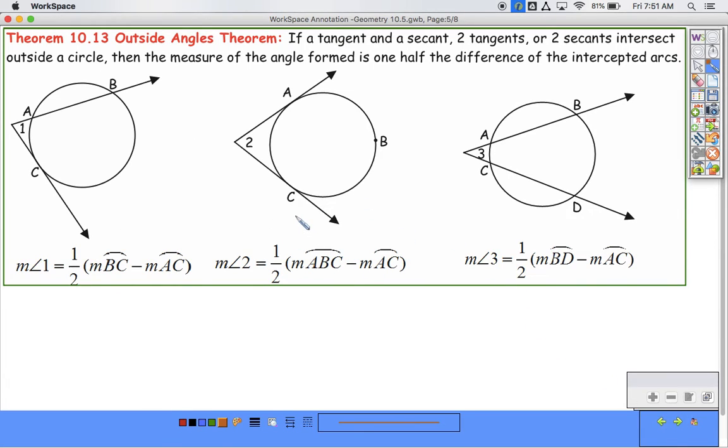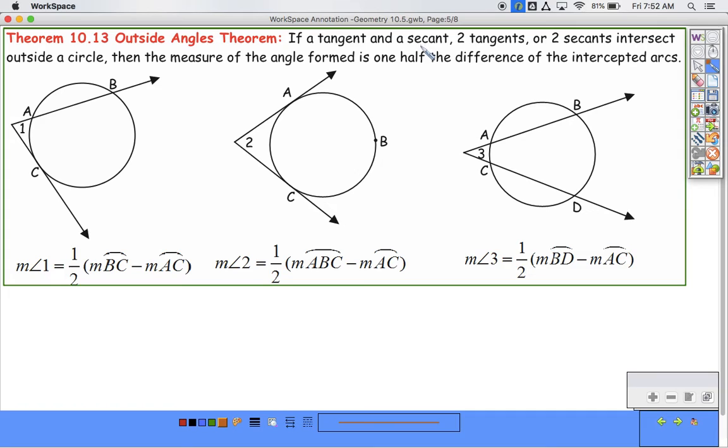And one more. It's one theorem, but there's kind of three different cases. Because as you can see here, we got a tangent and a secant. Here we got two tangents. Here we got two secants. These are called outside angles because they're outside the circle. So again, we have our three cases.